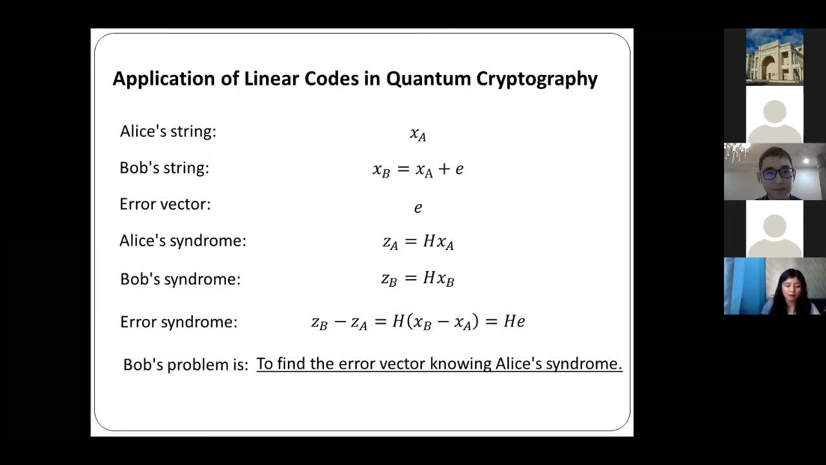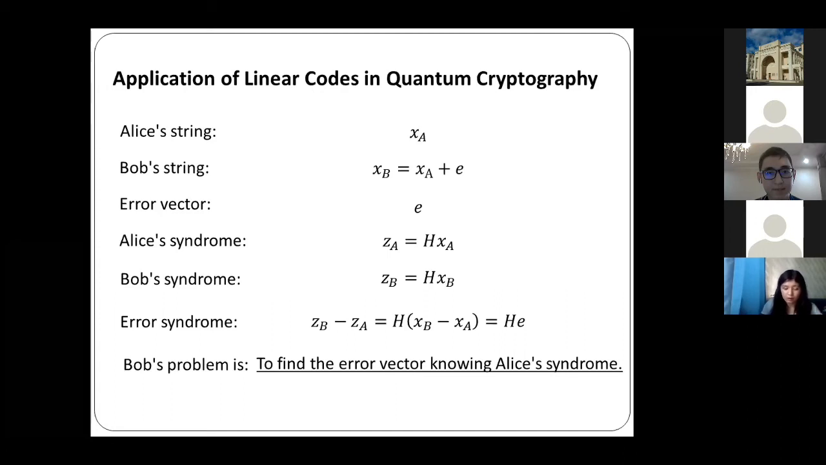Application of linear codes in quantum cryptography. After the stage of sending, measuring quantum states, and discarding inconclusive outcomes, Alice and Bob have strings of length n, xa and xb respectively, which can be different. Alice's string will be considered correct. Then Bob's string contains errors compared to Alice's string, where E is the error vector. Next, Alice and Bob calculate their syndromes using this formula, and Alice tells Bob her syndrome.